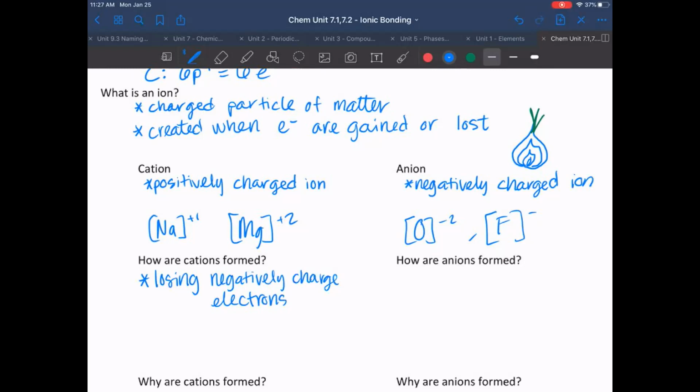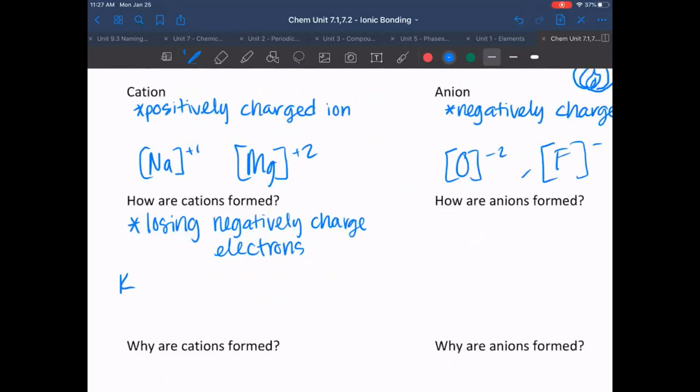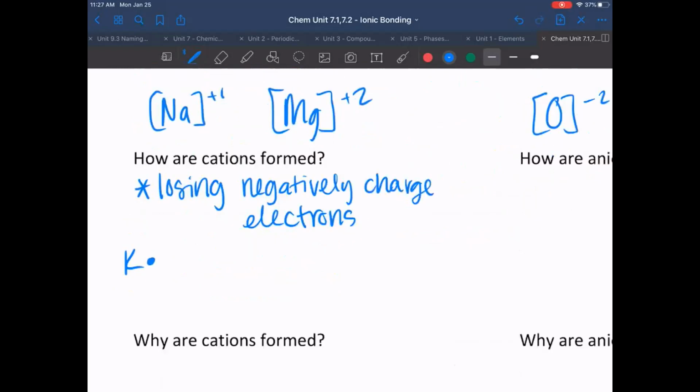Okay, so I'll give you guys an example. If we have potassium, I'm going to draw its electron dot structure here with its one valence electron. How many protons does potassium have? 19. How many electrons then? 19. A potassium atom will have 19 protons and 19 electrons, but I'm going to make it lose its valence electron.